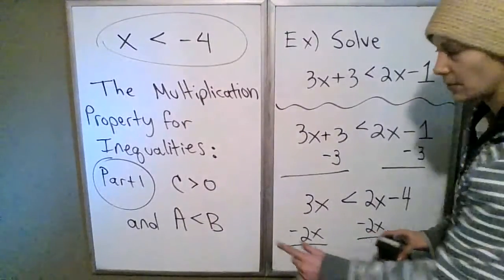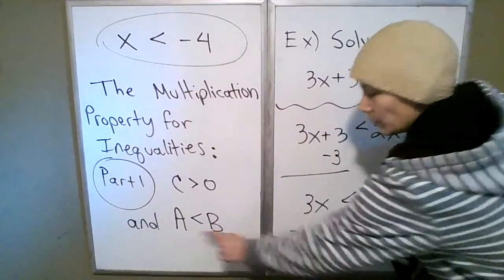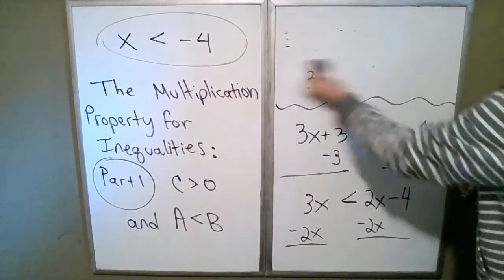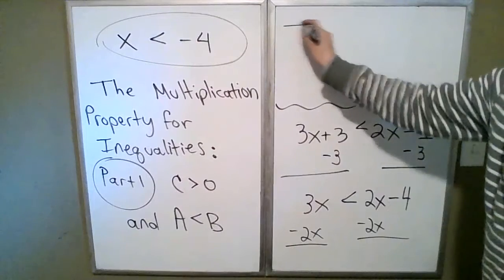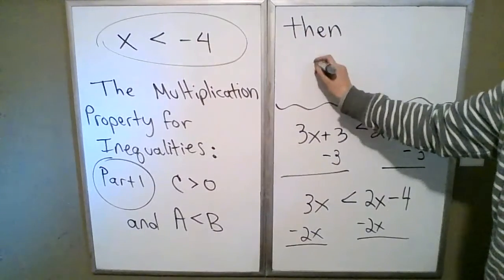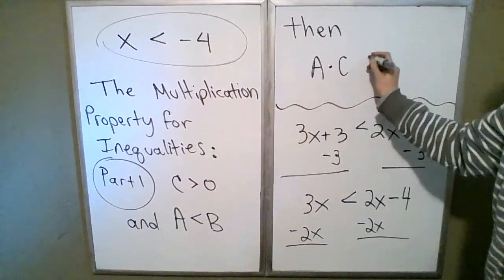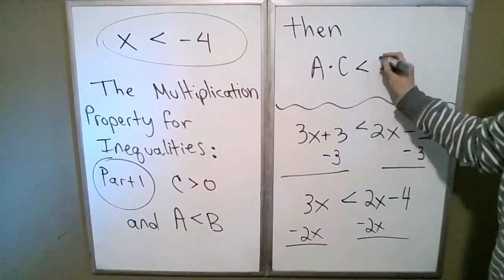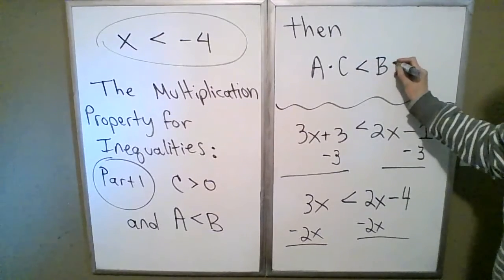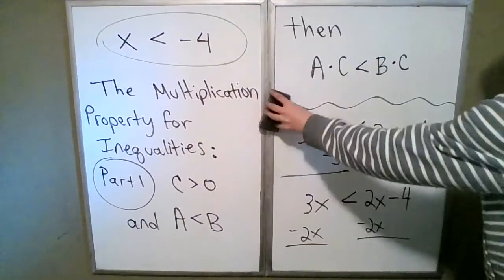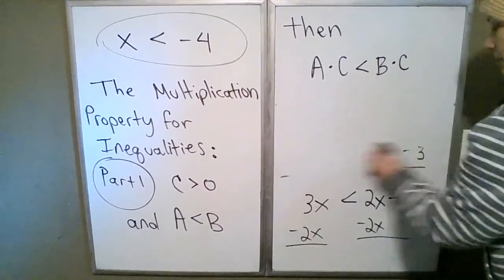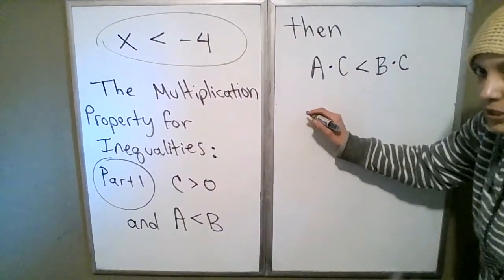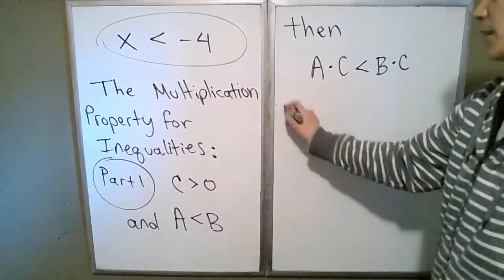So the property is, if I've got a positive number, I can multiply both sides of the inequality by that number and keep the symbol the same. Again, when it's positive, you can copy down the same symbol through multiplying or dividing both sides. But if it's a negative number, you have to flip the sign. So part two.